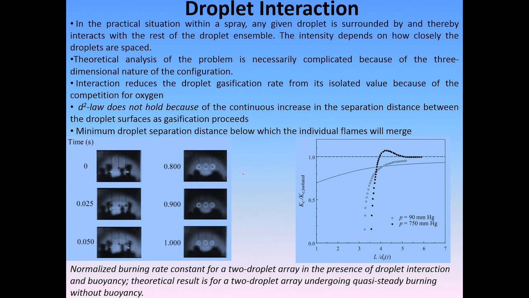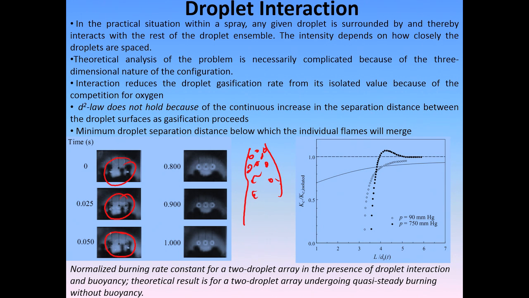In practical situations, however, you do not only have a single droplet burning, you actually have a cluster of droplets burning. That is the normal behavior of a spray. If you look at a spray, you will see that there are hundreds and thousands and millions of droplets present, and they look like this. So, you are not able to distinguish the flames properly. They are all very close together, they burn as an ensemble rather than as individual pieces.